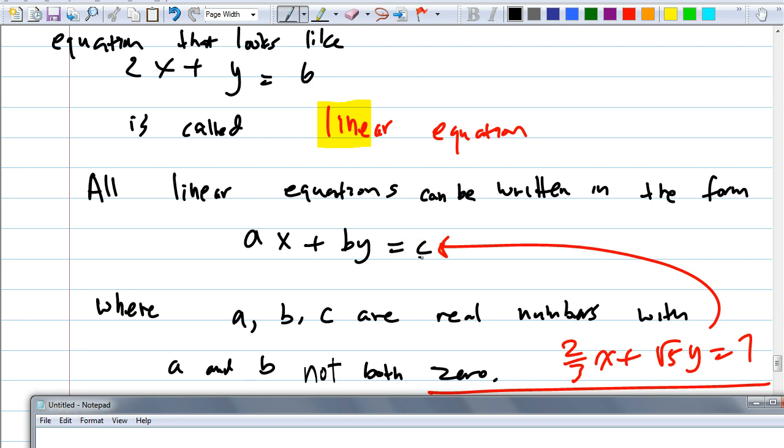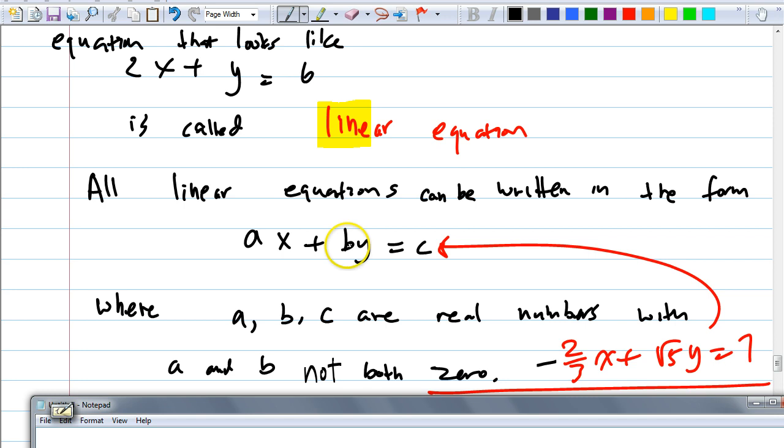What if one of them is negative? That's fine. You could have a negative. Like here, I can make this one negative if you want. It's still a linear equation. So what's the difference between a linear and a nonlinear equation? A nonlinear equation would have x to the 2nd power or something like this, y to the 3rd power, or you could have x times y. That's not a linear equation. Does that make sense?